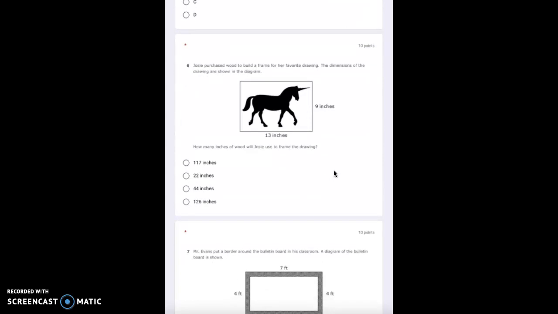Number 6. Josie purchased wood to build a frame for her favorite drawing. The dimensions of the drawing are shown in the diagram. 9 inches, 13 inches. How many inches of wood will Josie use to frame the drawing? A. 117 inches. B. 22 inches. C. 44 inches. D. 126 inches.